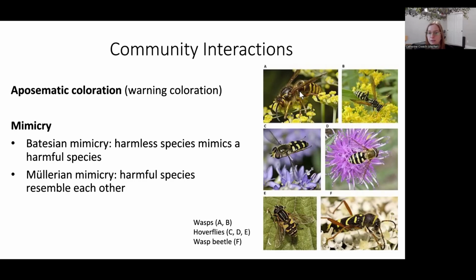So here we have two wasps. These are harmful. They will sting you. Then we have three hoverflies. These hoverflies have no stingers. They are flies. They are harmless. And we have a wasp beetle. It is also harmless, but they have copied this pattern to indicate to other organisms that they are harmful, thus tricking them into leaving them alone.